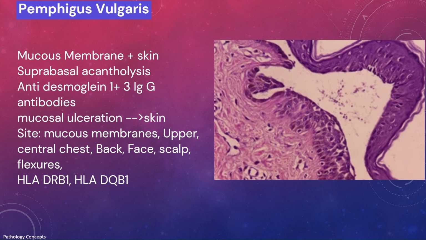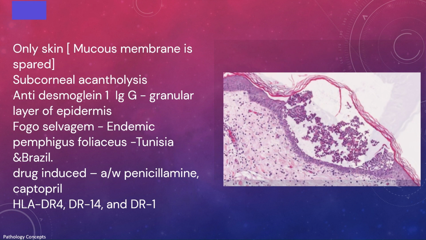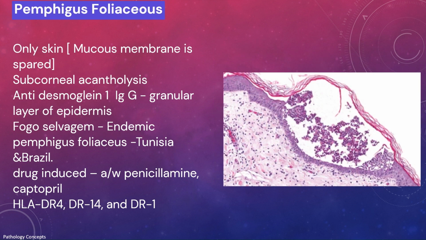Most common sites are mucous membrane, upper and central chest, back, face, scalp and flexures. Associated HLAs are DRB1 and HLA-DQB1. Pemphigus foliaceous. In this disease, only skin is involved. The mucous membrane is spared.